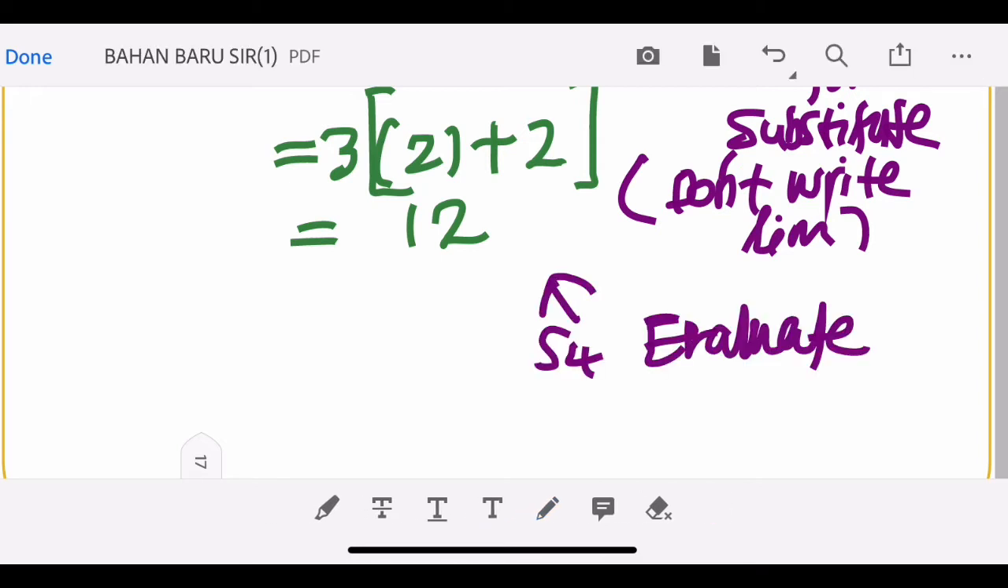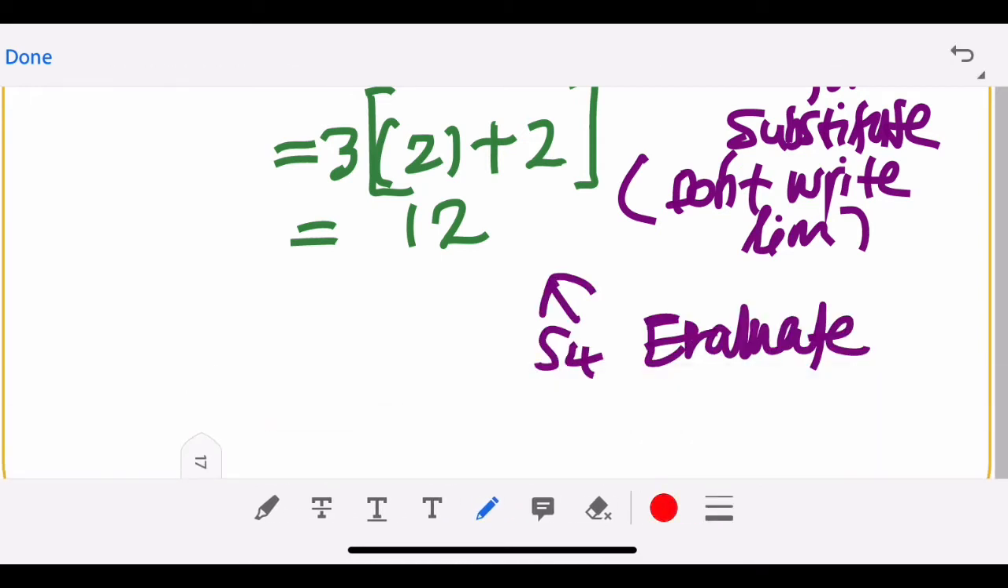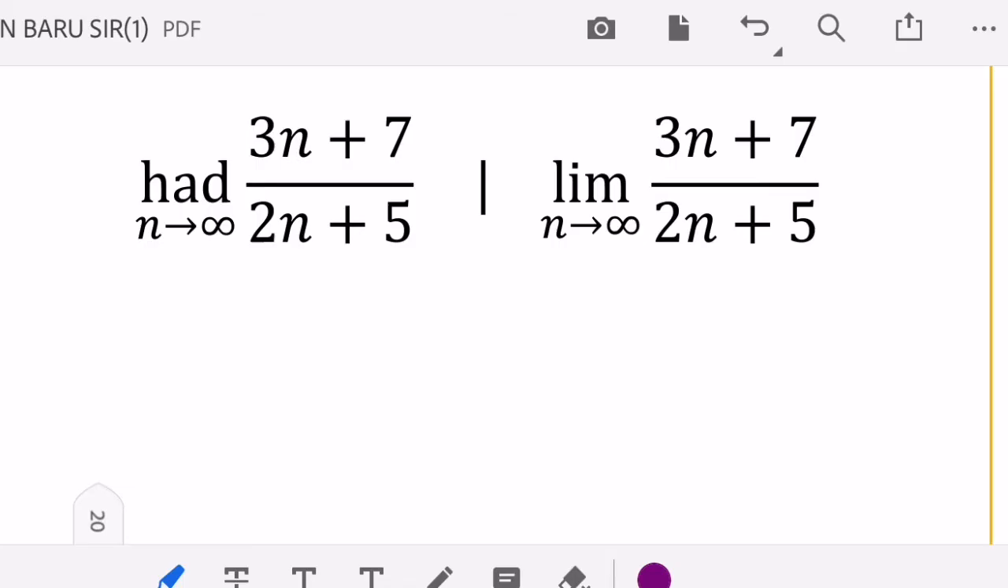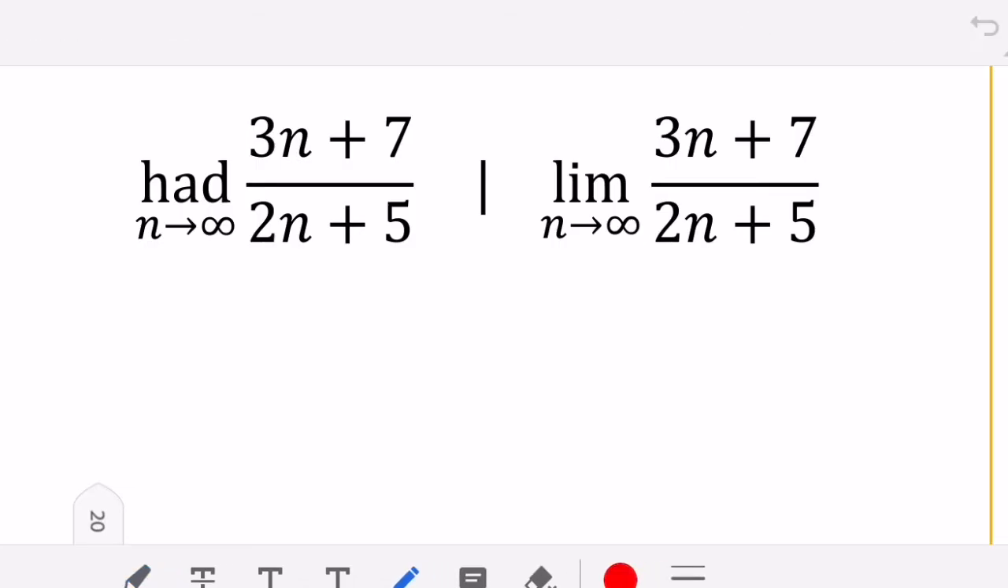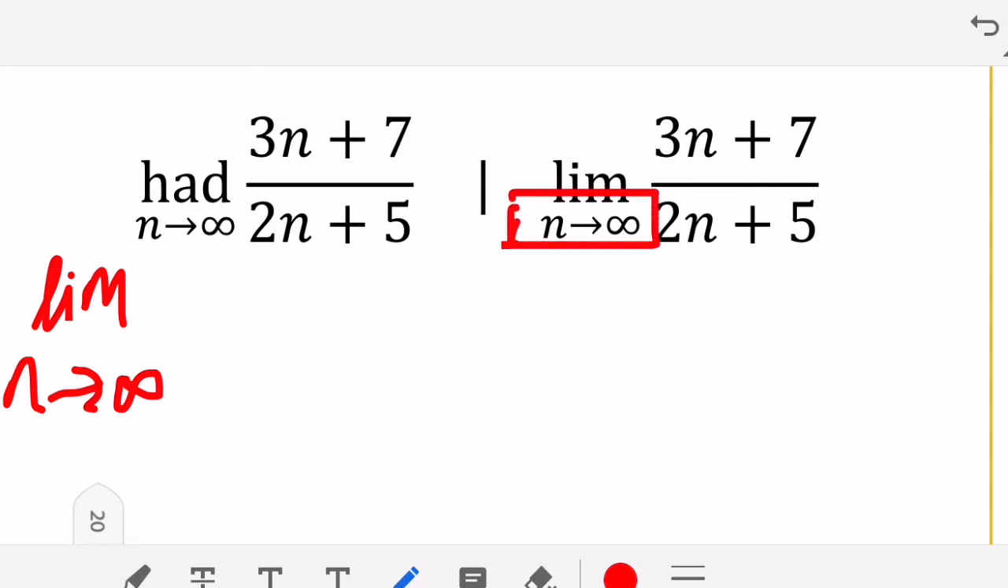Alright, so let's discuss one more question on limit. So for this one, you see the limit is actually depends on the function. So when you see n approach infinity, not a number, so you have to make sure you convert the function into fraction, because with that only we can study the characteristic of the function when n approach infinity.